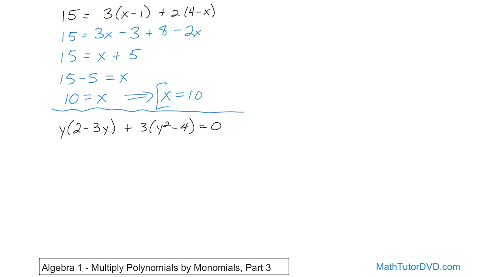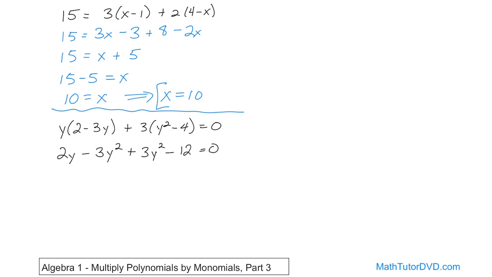So y times 2 is 2y, and then y times negative 3y, think about it, is going to give you negative 3, and then y times y is going to give you y squared. You add the exponents. 3 times y squared is going to give you 3y squared, and then 3 times negative 4 is going to give you negative 12, and that's going to give you 0. So all we did was distribute things in.